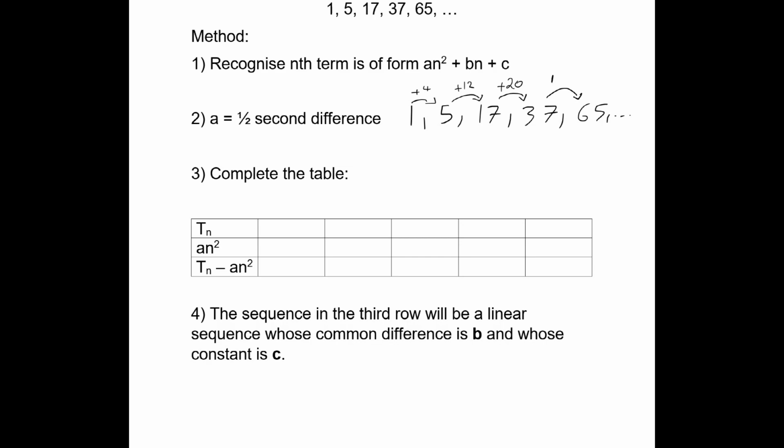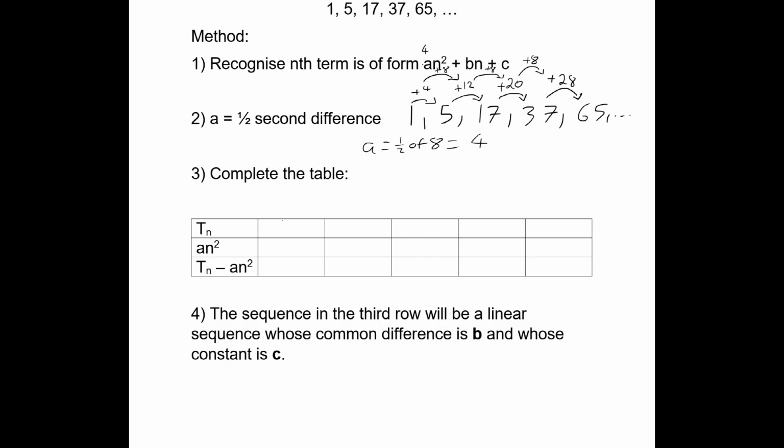28. So we can see that the second difference is going to be 8, because to get from 4 to 12 you add 8, 12 to 20 you add 8, and so on. So we can say straight away that a is going to be half of 8, half the second difference, which is 4. So we know that the nth term will have 4n squared in it. We now fill in the table.